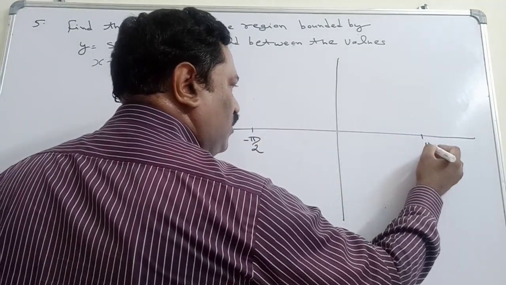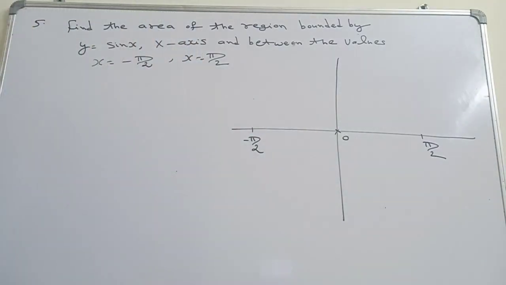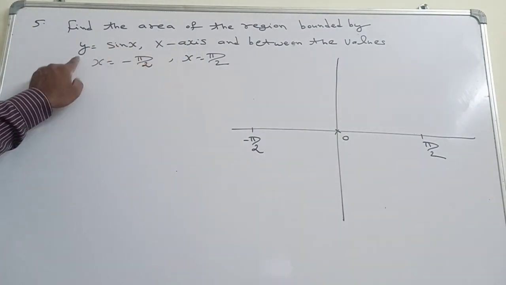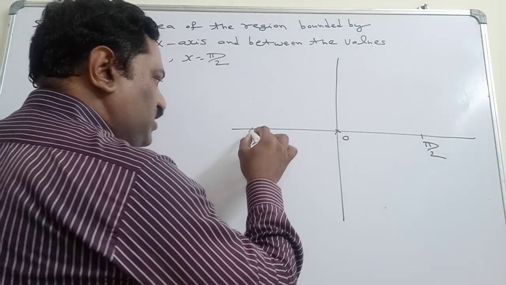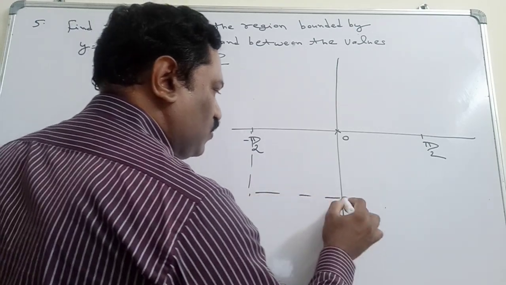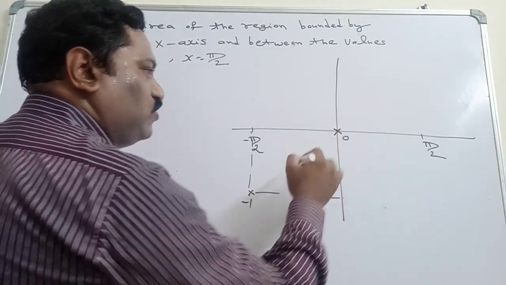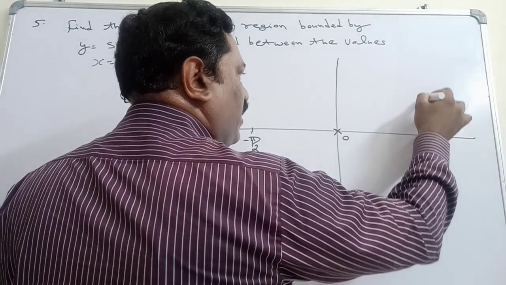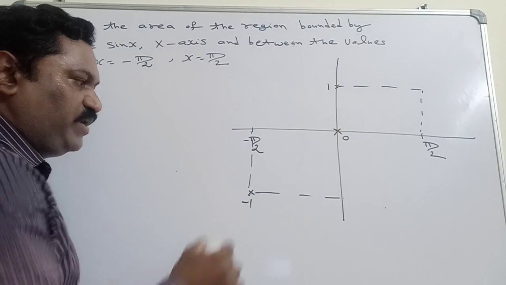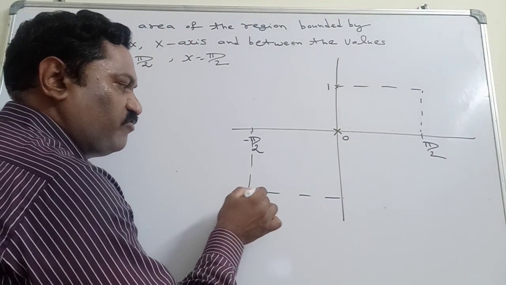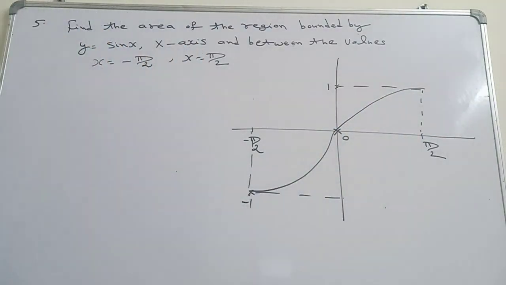So take the x values between minus pi by 2 to pi by 2, with 0 in between. First, when x is minus pi by 2, then y is equal to sine of minus pi by 2. The value of sine of minus pi by 2 is minus 1. So therefore this is minus 1. And when x is 0, sine 0 is 0. When x is pi by 2, sine pi by 2 is 1. Sine pi by 2 is 1, meaning the graph of sin x starts from minus 1, goes to 0, and again goes to 1. So the graph of sin x is like that.